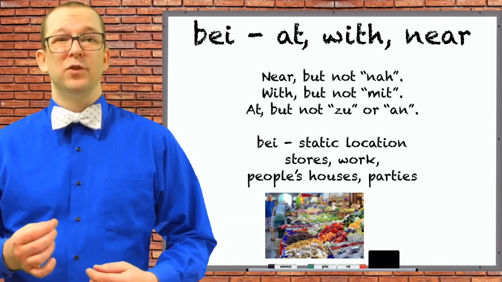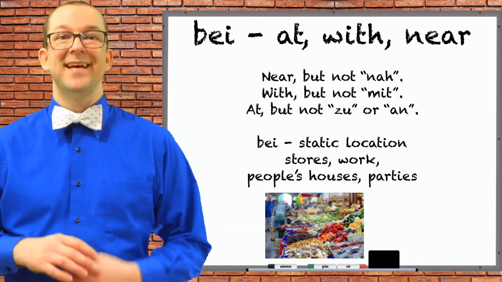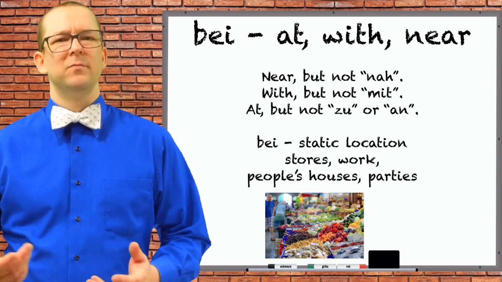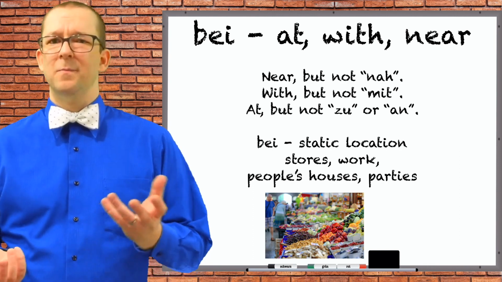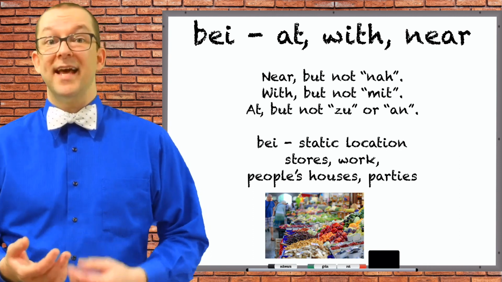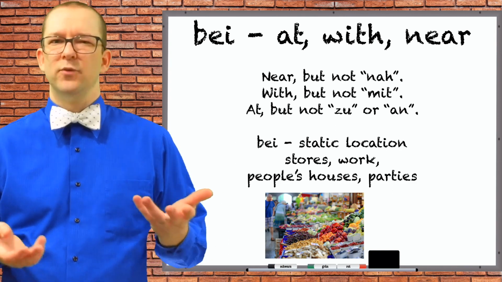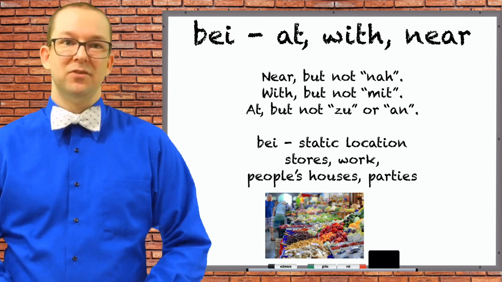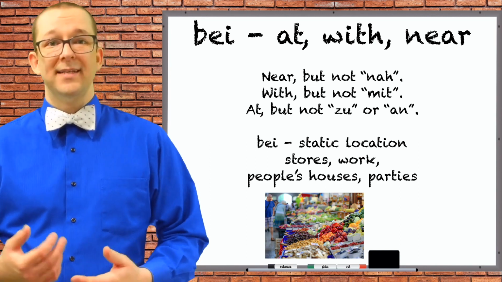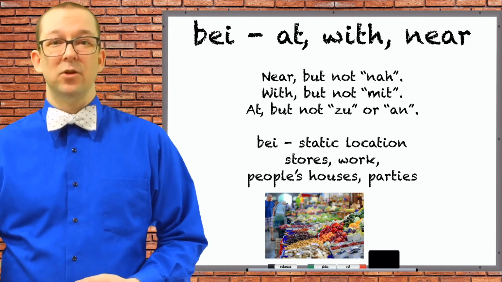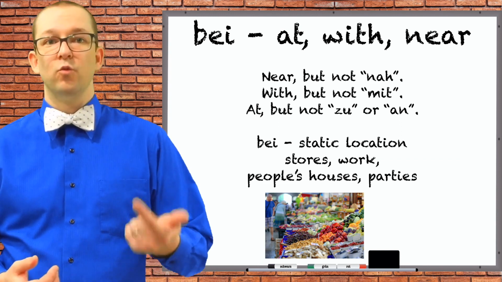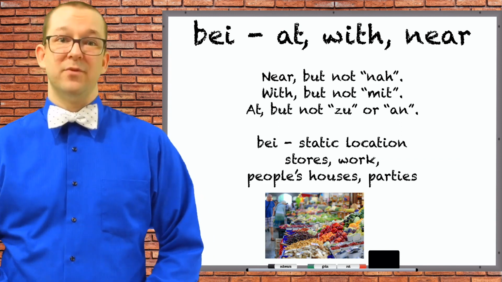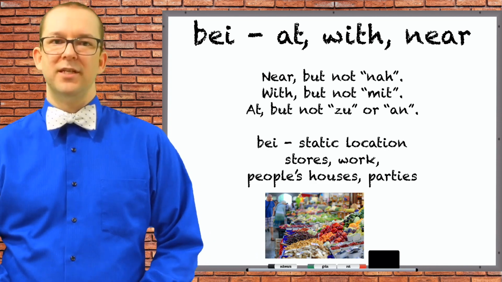Bei is a bit difficult for some German learners as it translates as a bunch of different words that already have prepositions assigned to them. Some translate it as with, but mit exists. Some translate it as near, but the word nah also exists. I generally translate it as at, but that has a bunch of issues as well. The bottom line is that bei shows a static location. You can use it with stores, work, people's houses, as long as it's not your own, and parties, just to name a few. Here are a few examples so you get the idea.